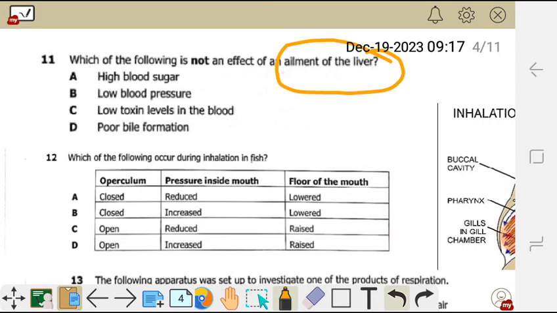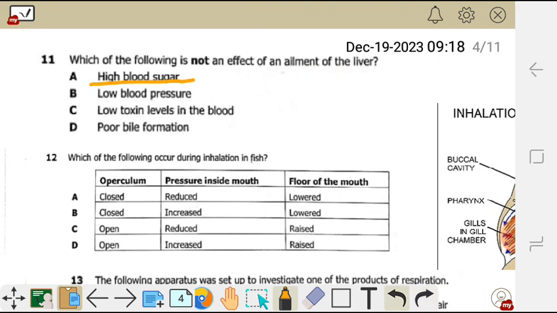We have a defect in the liver. What will result is poor bowel formation. Remember, bowel is formed in the liver. So if the liver has a problem, we are going to have poor bowel formation. So that is an ailment of the liver. The correct answer here is D.